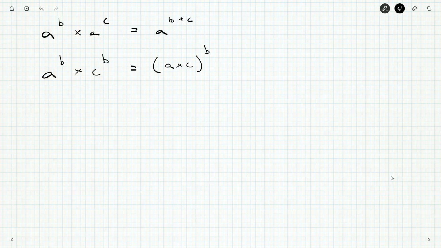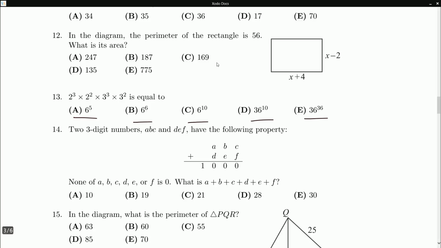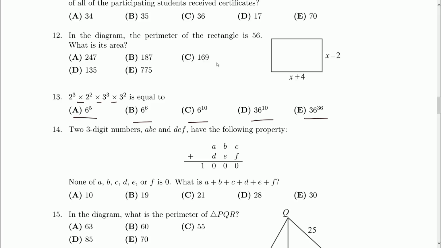How do I know I'm going to need these properties? Well, let's just take a look here. Everything's being multiplied together. There are other properties that say, if you want a to the b all to the c, then that's a to the bc, but I don't see exponents of exponents here. I see products, I see same bases, but I also see different bases. There's 2s, there are also 3s. Okay, so I can't remember what the numbers are.